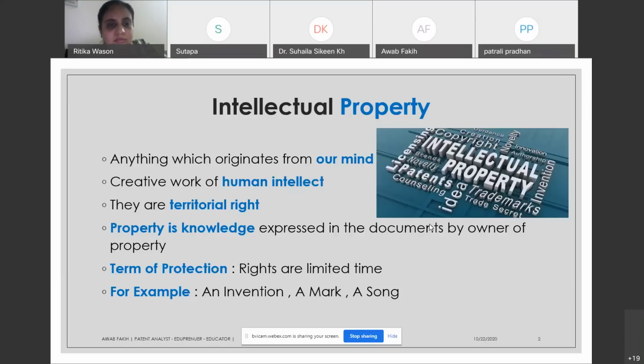When we talk about the public domain, that means anyone can use it without the consent of the owner, or the inventor. So once it completes the term for protection. When we start discussing the patent, I'll tell you about the term for protection for a patent as well as for the other IPR also.